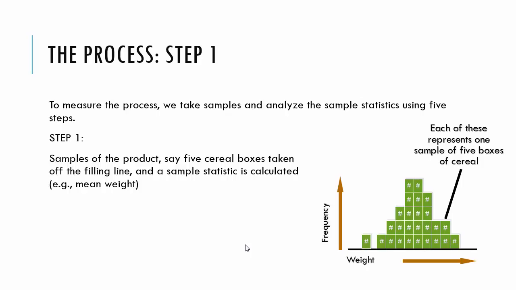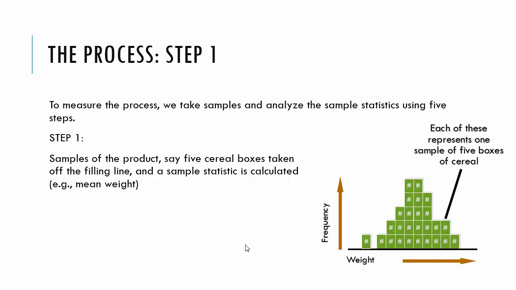In order to determine if the process is in or out of control, we first have to measure it. We can break the process of measuring the process down into 5 steps. The first step is to take samples from the process, measure each, and then calculate a sample statistic.